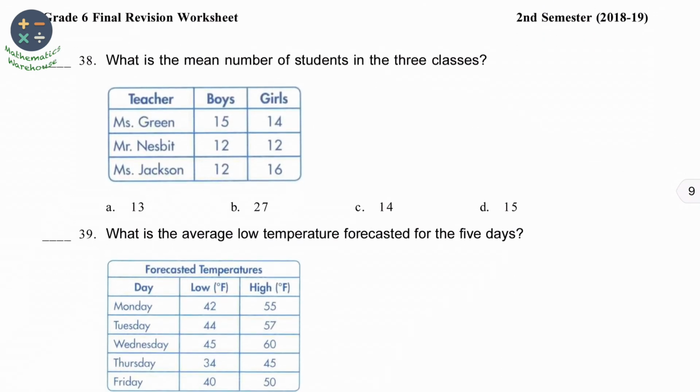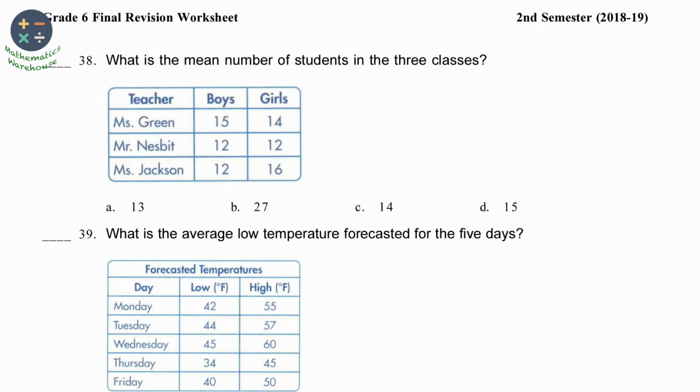Next question. What is the mean number of students in the 3 classes? Here we have 2 ways to answer. First way is to calculate the mean of boys and then calculate the mean of girls and then add, or to find the total number of each class, then add them all, then divide them by 3.